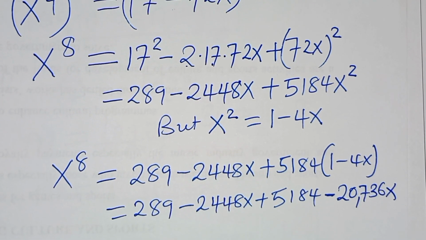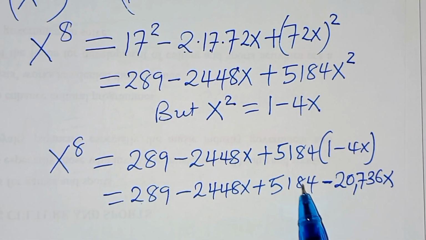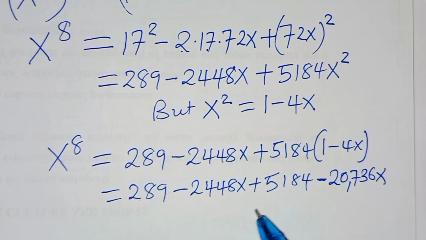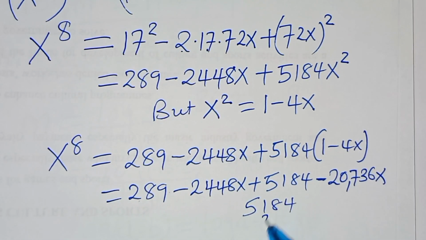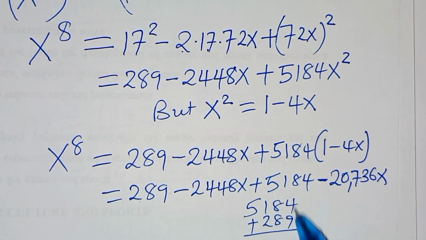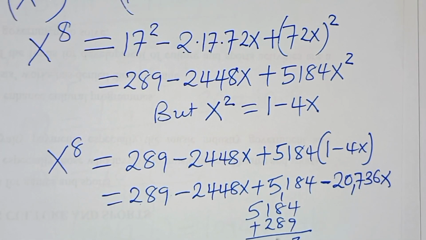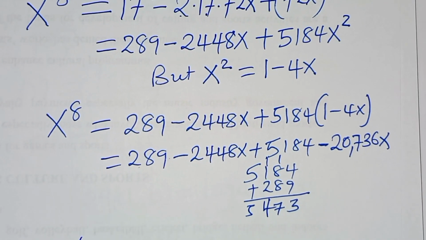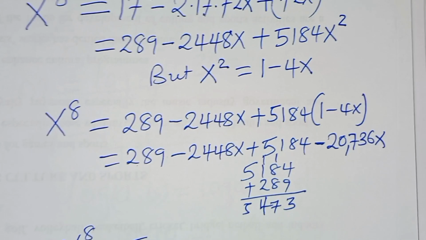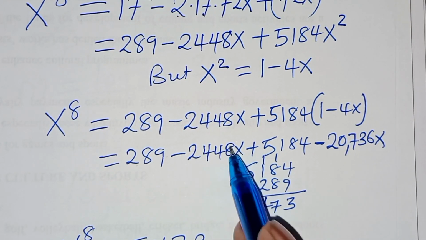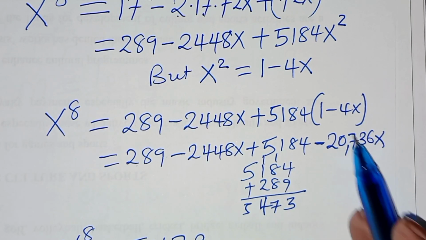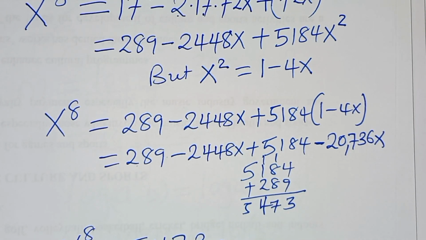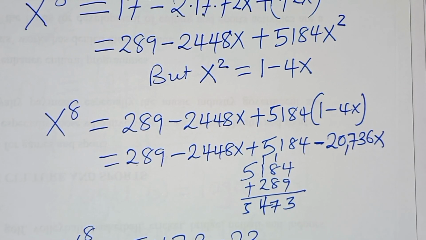So let's combine this. Let's put the like terms together. We have 289 plus 5184, 5184 plus 289. So this is 9 plus 4, which is 13, carry 1 here. This is 17, carry 1. This is 454. So here we have x to the power 8 equal to 5473. Now we have minus 2448x minus 20,736x. This is minus 23,184x.